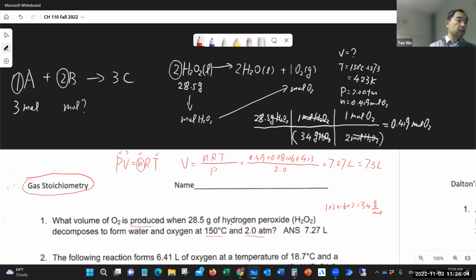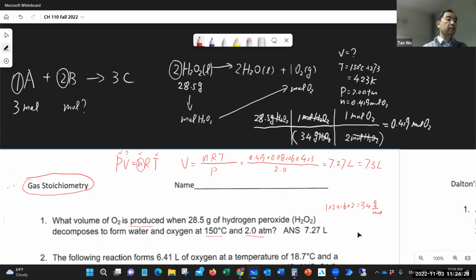So you see, this is one kind of stoichiometry. You use the stoichiometry to figure out moles of gas, and then based on the ideal gas law to figure out either the volume or pressure or temperature for this kind of gases. But in most cases they try to figure out the volume.